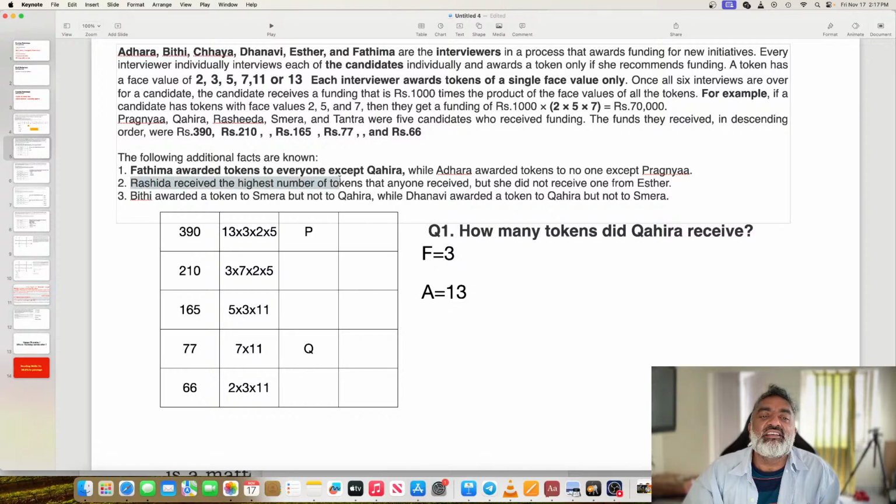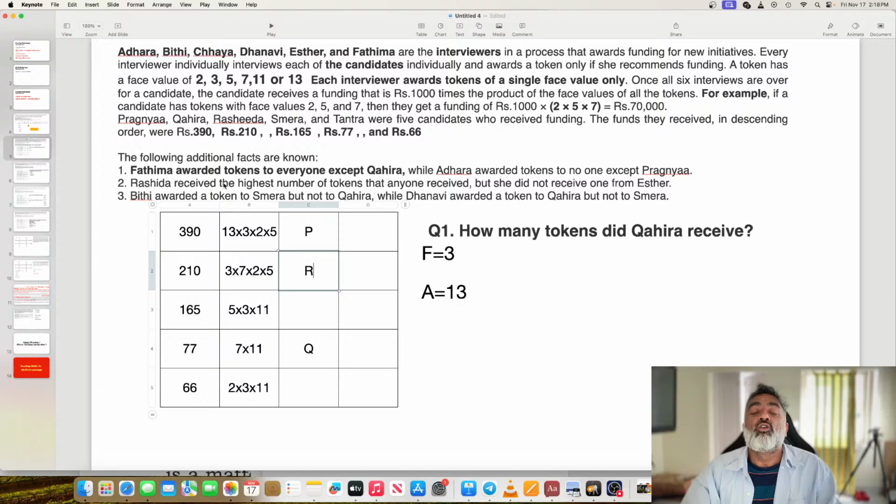Rashida received the highest number of tokens that anyone received, but she did not receive one from Esther. Now, if I look at highest number of tokens, these two candidates, 390 and 210, have the highest number of tokens, right? Pragnya is already taken. This person is already Pragnya. So this person must be Rashida, right? Very easy level conclusion to make.